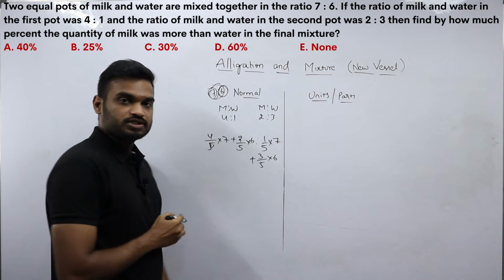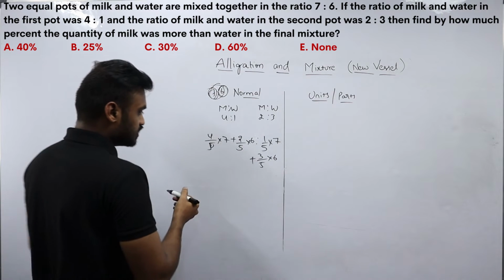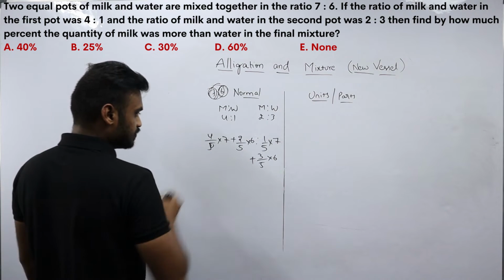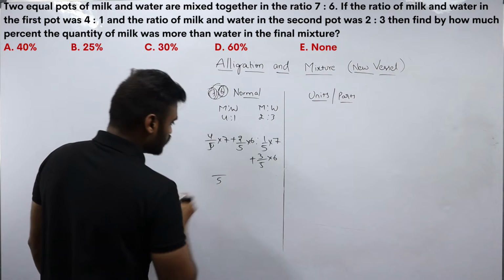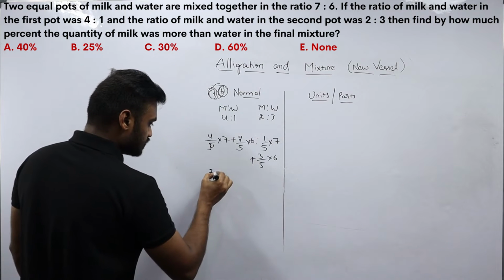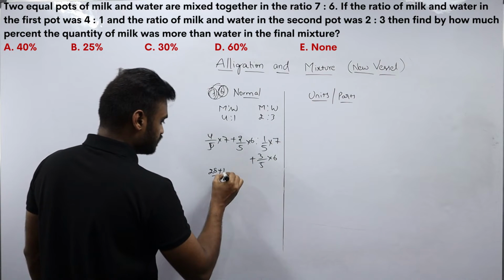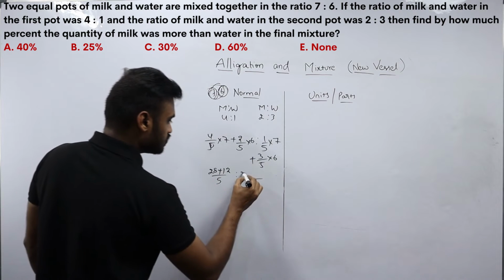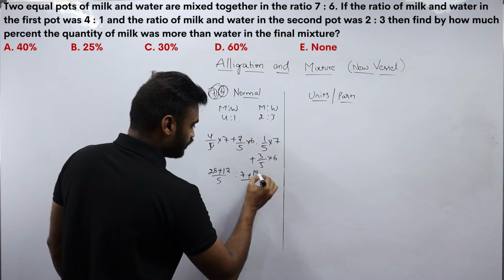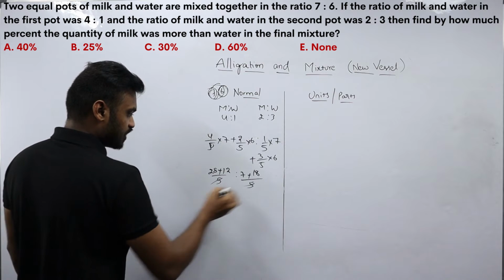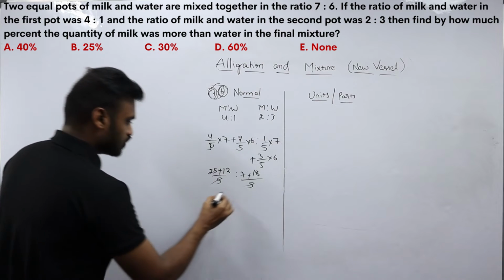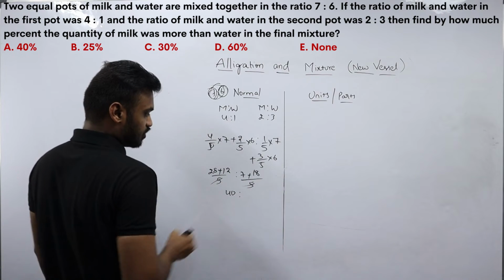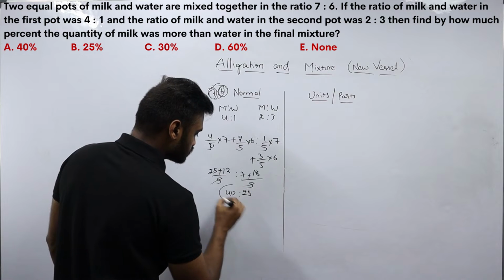Okay, now if I solve this, I will get the ratio. We can directly take the LCM here, that is 5. So 4 7s 28 plus 2 6s 12 is to, the LCM will be 5, and 7 plus 3 6s 18. We can cancel 5 and 5 here, so we get 28 plus 12, that is 40, is to 7 plus 18, that is 25.